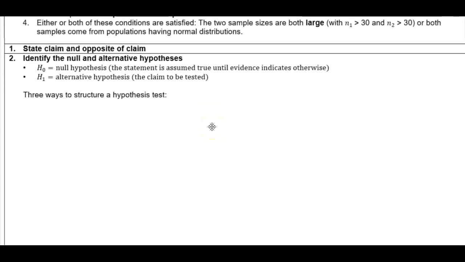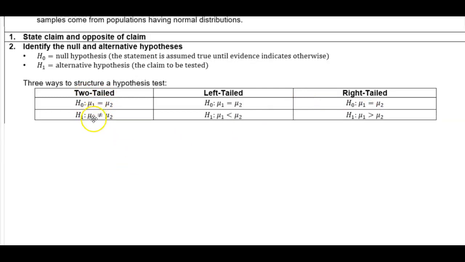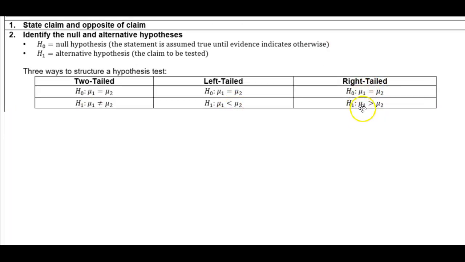And there are 3 ways to structure a hypothesis test: two-tailed, left-tailed, and right-tailed. The null hypothesis is always going to have the equality, so population mean 1 is going to equal population mean 2 for all 3 null hypotheses. For the alternative for the two-tailed, mu1 is going to be not equal to mu2. For the left-tailed, the alternative hypothesis is that population mean 1 is less than population mean 2. And for the right-tailed, the alternative hypothesis is that population mean 1 is greater than population mean 2.